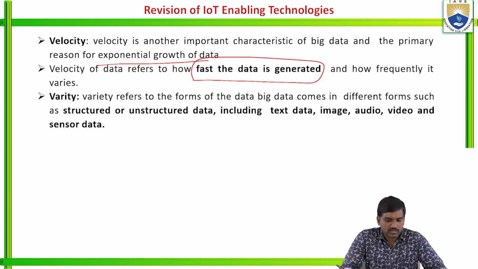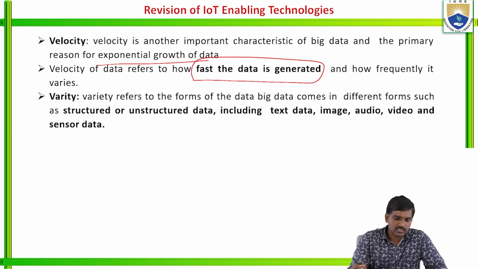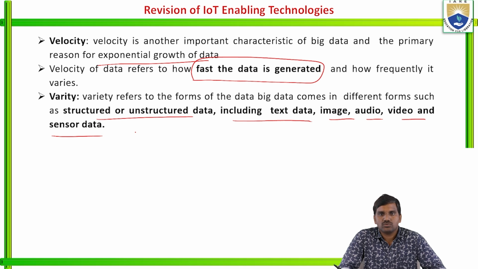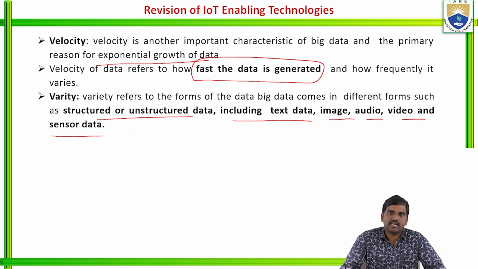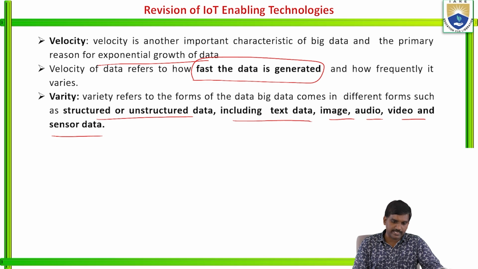And variety. Variety covers different forms such as structured or unstructured data, including text, image, audio, video, and sensor data. So these are the main characteristics of big data: volume, velocity, and variety.